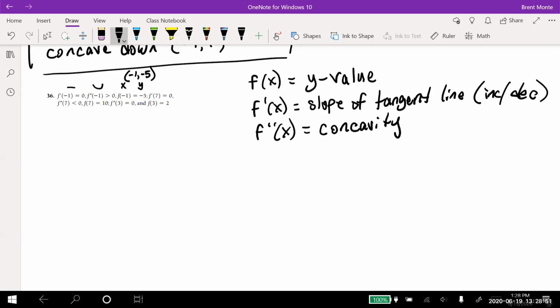Similarly, f prime of 7 is 0. So again, there's a horizontal tangent line. f double prime of 7 is less than 0, concave down. And f of 7 is 10. That's the point 7, 10.